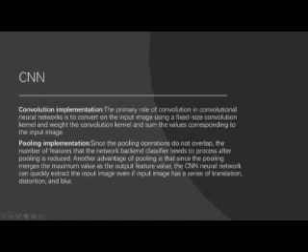Now let's see the convolution implementation. The primary rule of the convolution in a convolutional neural network is to convolve the input image using a fixed size convolution kernel, sliding the convolution kernel and summing the values corresponding to the input image. And the pooling implementation. Since the pooling operations don't overlap, the number of features that the network backend classifier needs to process after pooling is reduced.